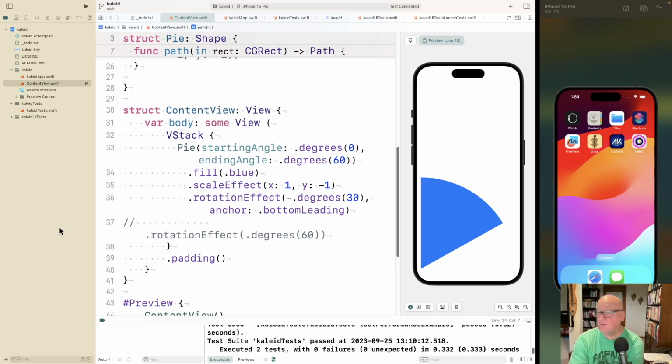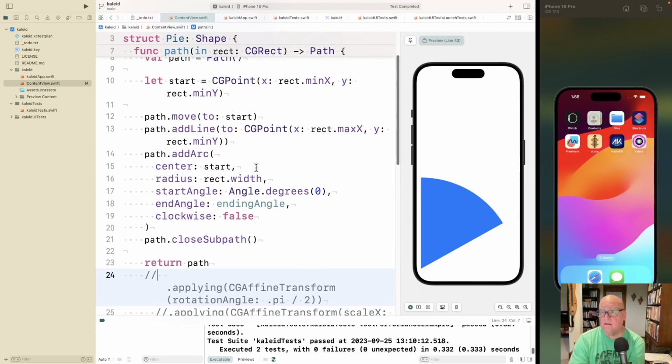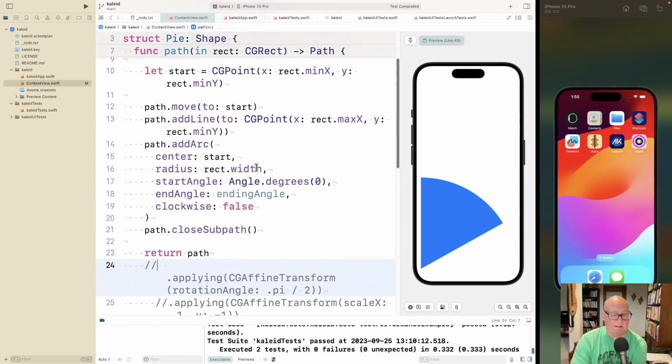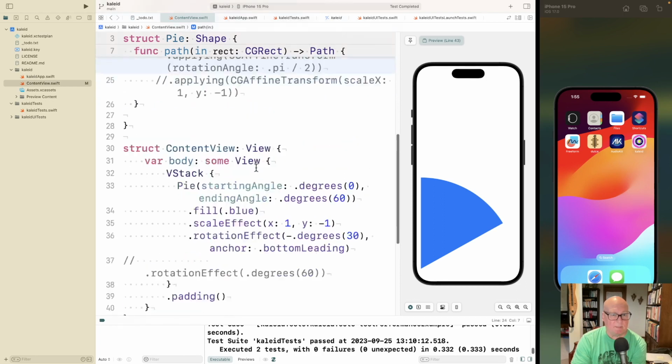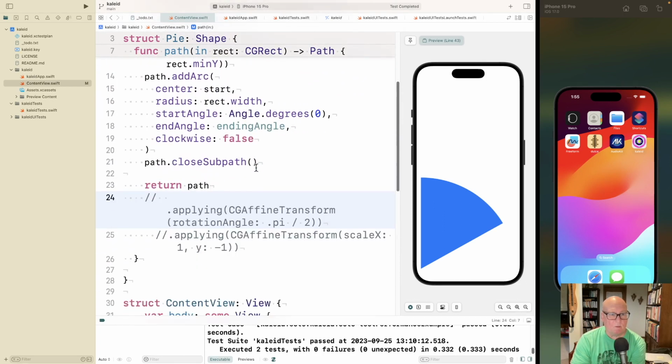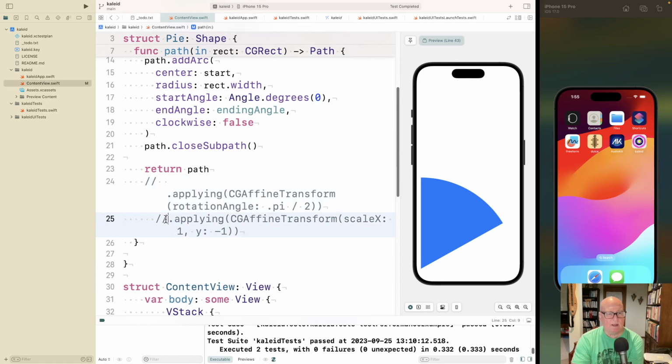Can you set the origin before rotating? Oh, I think that was about this. Okay. Why does the transform not do what I want?